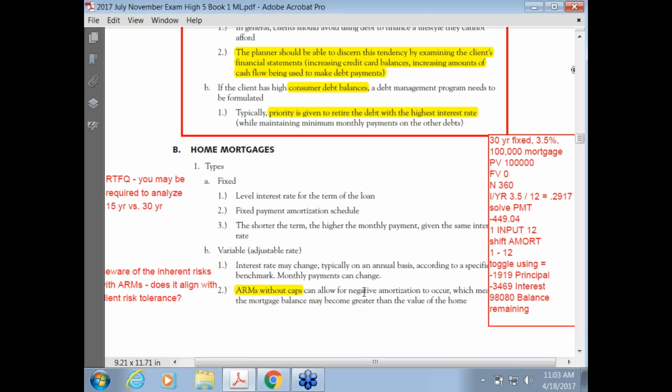Okay, also, there's just some things in questions that you might want to be a little alert for. And one is working with adjustable rate mortgages, particularly if you see in the question that it doesn't have caps.